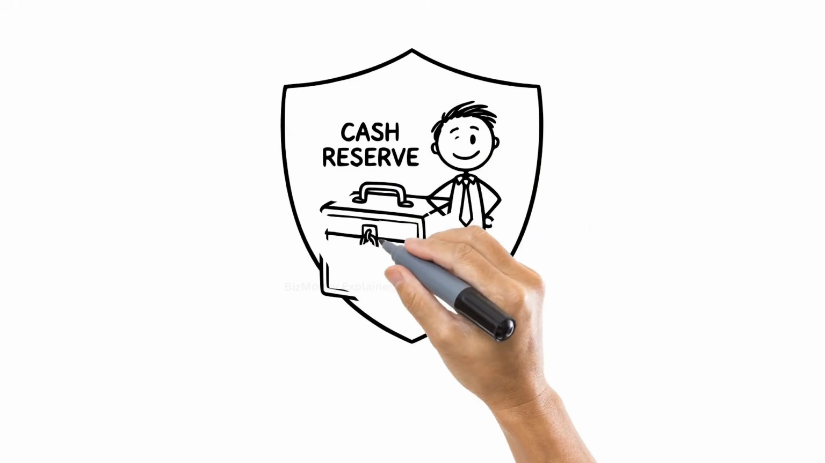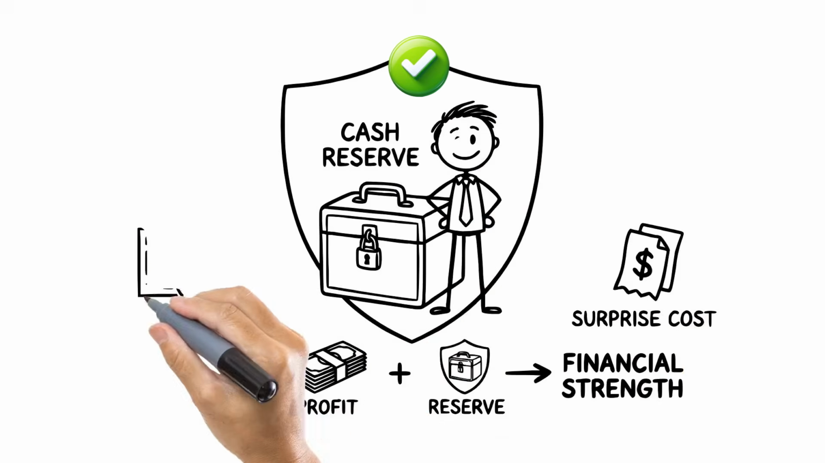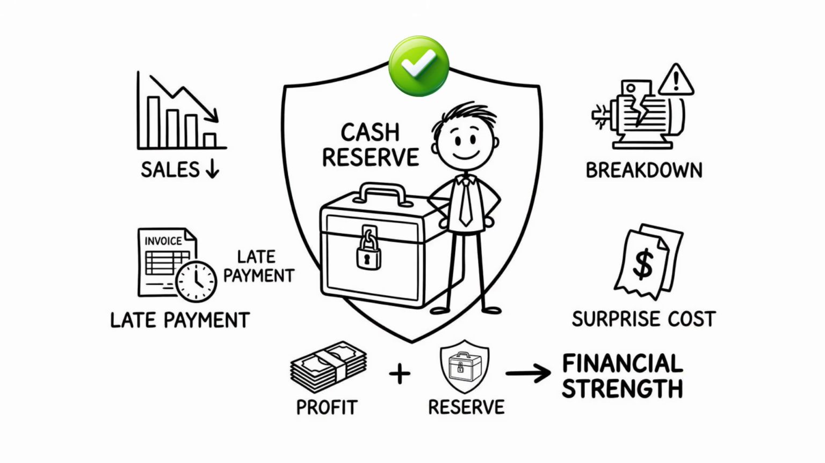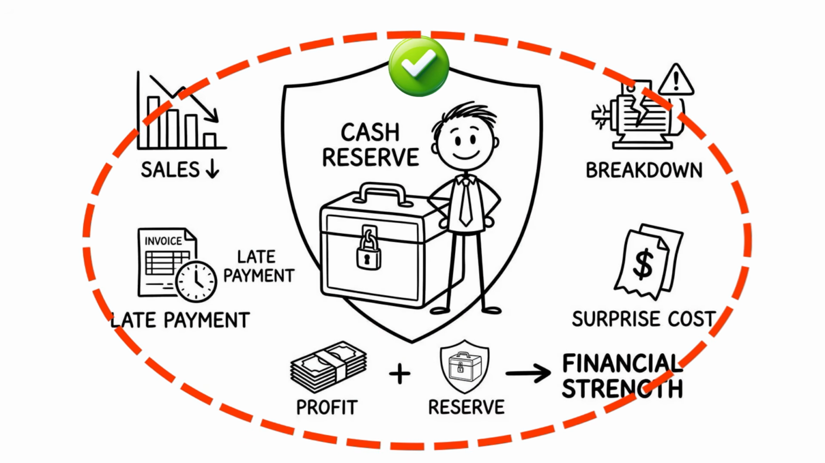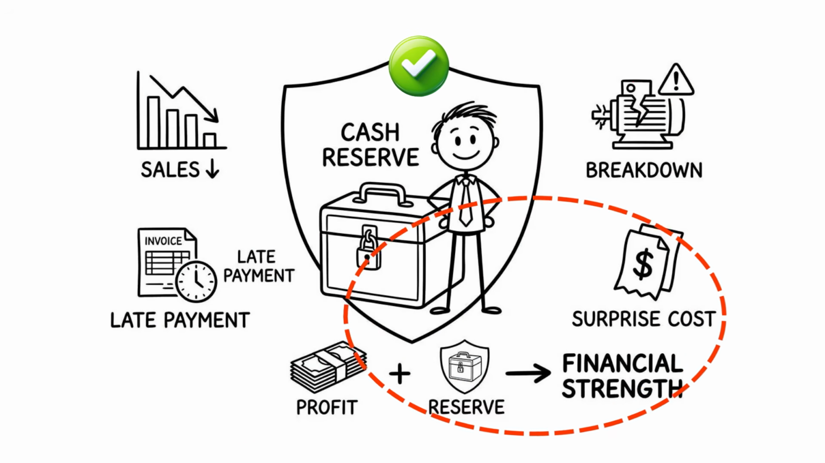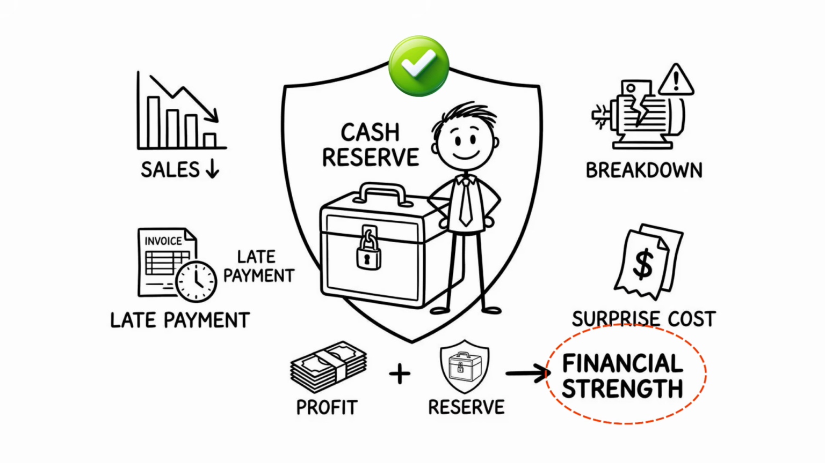A cash reserve gives owners time to respond when sales fall, equipment breaks, customers pay late, or unexpected expenses appear. Financial strength is not just producing profit. It is also surviving periods when reality does not follow the forecast.